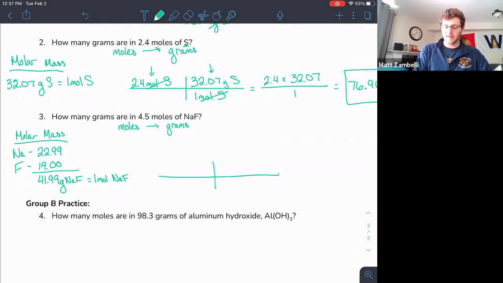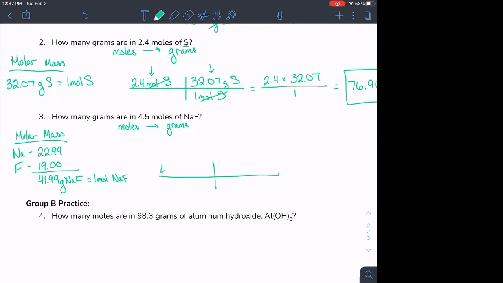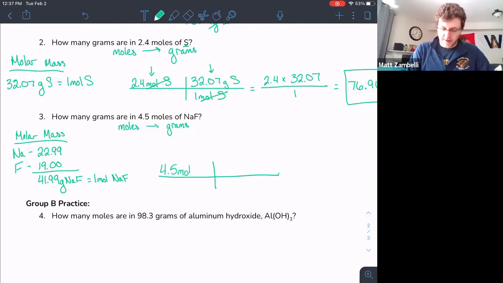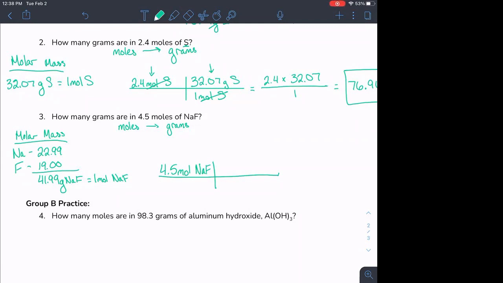So we set up our railroad tracks. What do I put in the top left? 4.5 moles of NaF. Perfect. We've got to put our given up there, which is the 4.5 moles of NaF. Now I need to put my conversion factor in that second column. What do I put on the top and what do I put on the bottom? The molar mass on top, I think.